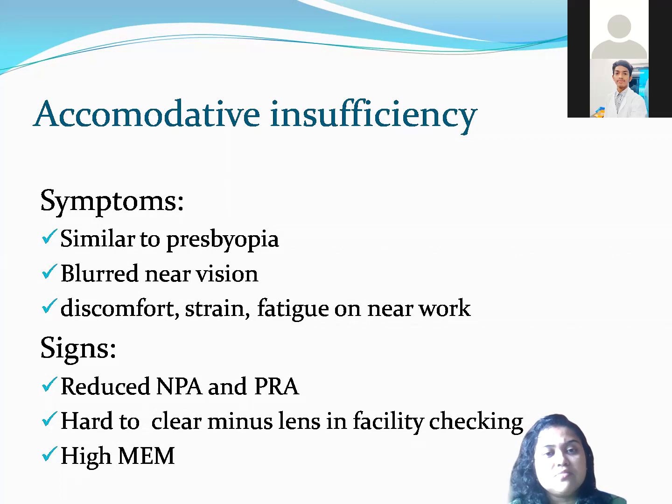Similarly, with amplitude of accommodation also, first we have got suppose 12 diopter. Second time we are doing, we are getting 11 diopter. Third time 10.5 diopter. Like this, the amplitude of accommodation is receding. So this trend also we need to find out.